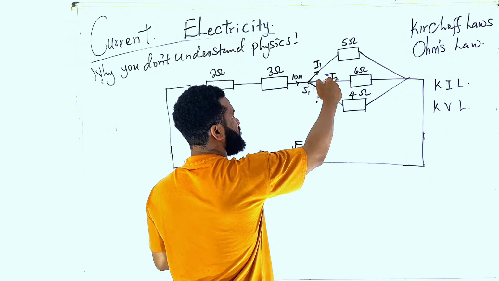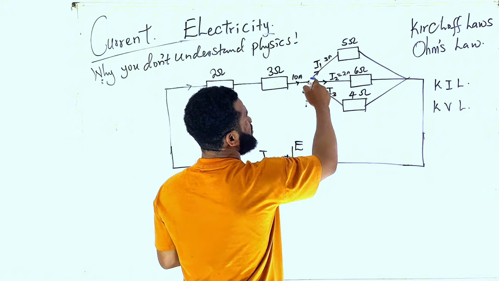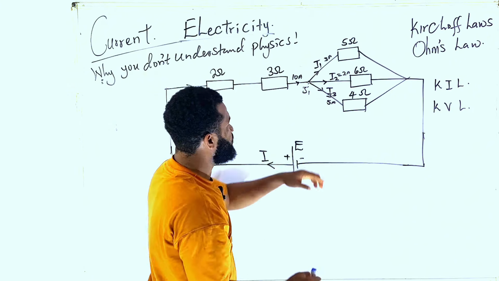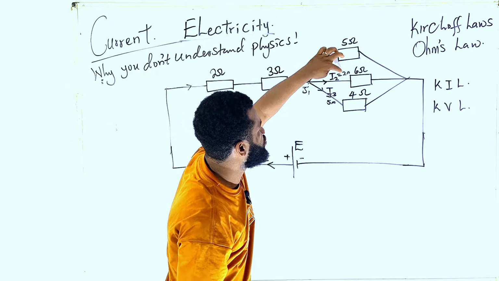Let's say 2 amps will follow here, and let's say 4 amps will follow here, and the one that will follow through these places, let's say 3 is following here, and 5 is following here. So 3 plus 2 plus 5 is what? 10, which is equal to the one entering.